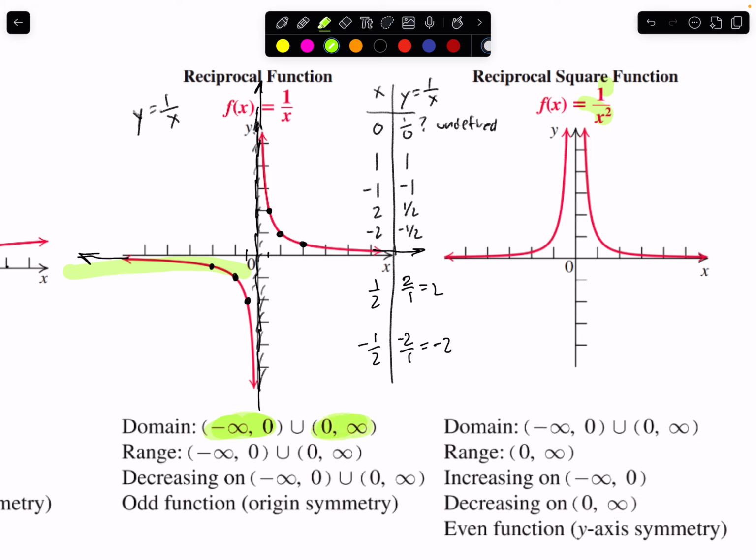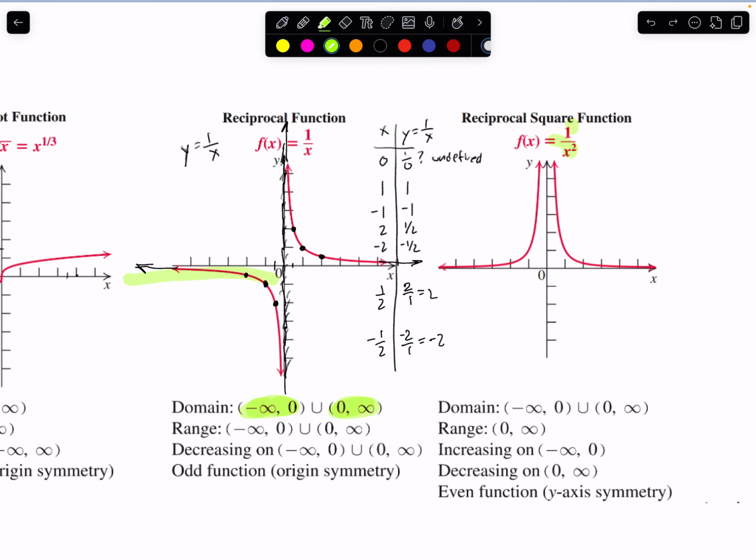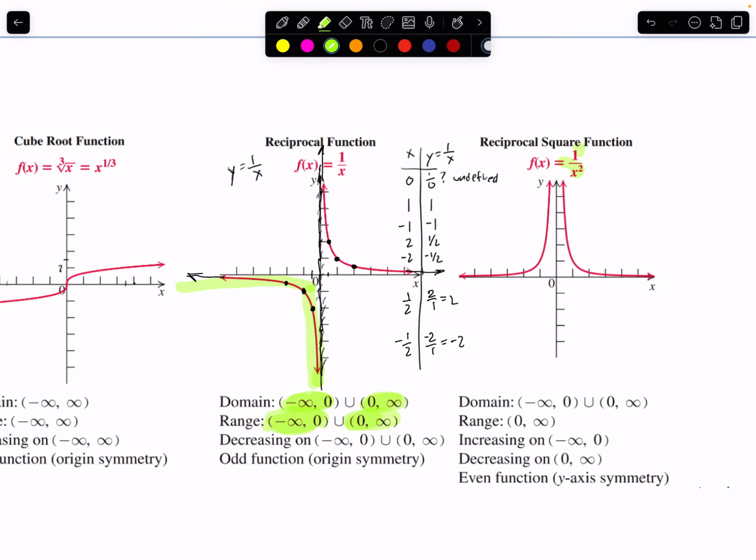So -infinity up to the 0, plus 0 onwards, but we have the open parentheses by the 0. Okay, the range, same deal. You're going from as low as you want up until the center value. You don't have anything where you equal to 0. And then from the center value on upwards, you get everything up high. So that means you have -infinity to 0 and from 0 to positive infinity.